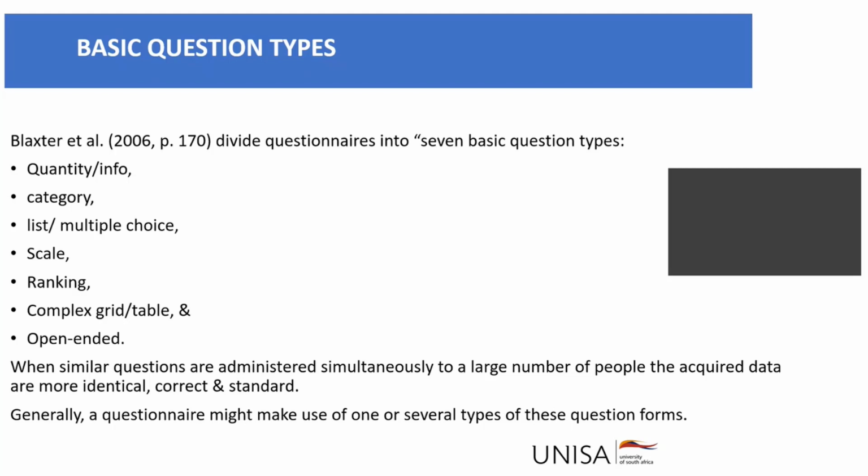So when you do the questions and you have formatted them in terms of the basic question types, and you issue them at the same time, you've got a better chance of acquiring data that is more identical, correct, and standard. So generally, a questionnaire might make use of one or several types of the questions that are listed above. So in other words, when you take a questionnaire, look at it and say, what are they looking for here? Is it quantity? Is it category? Is it multiple choice? Is it scale? Is it ranking, complex, and open?